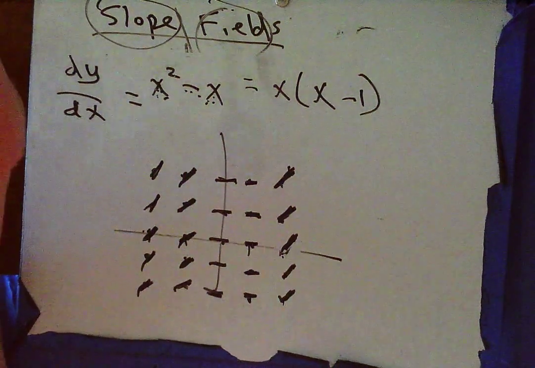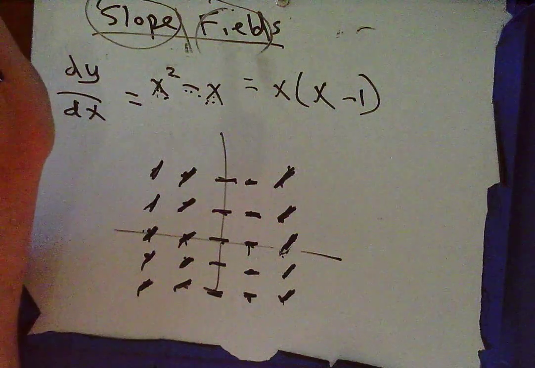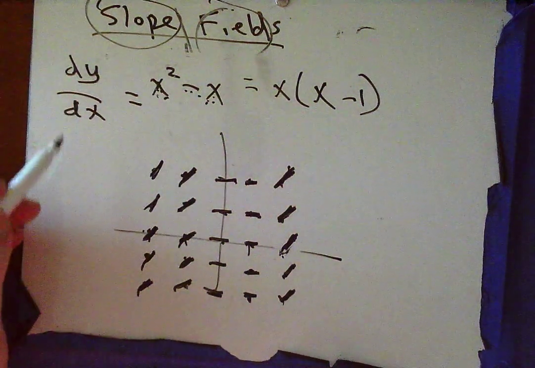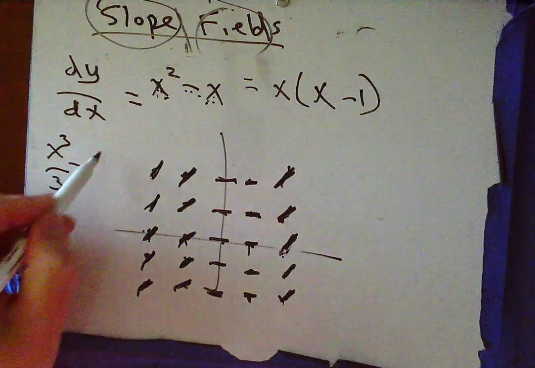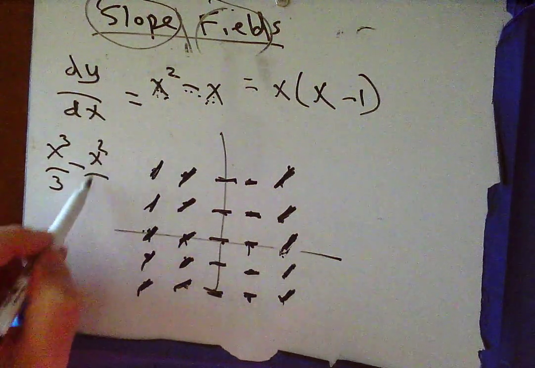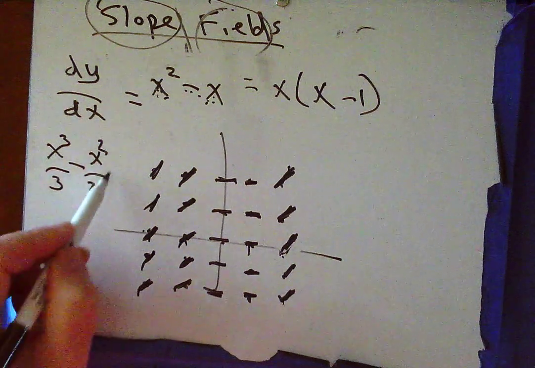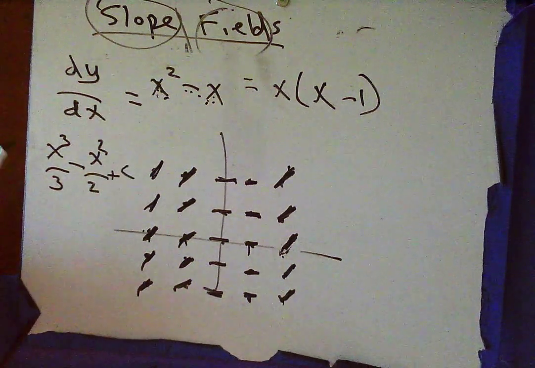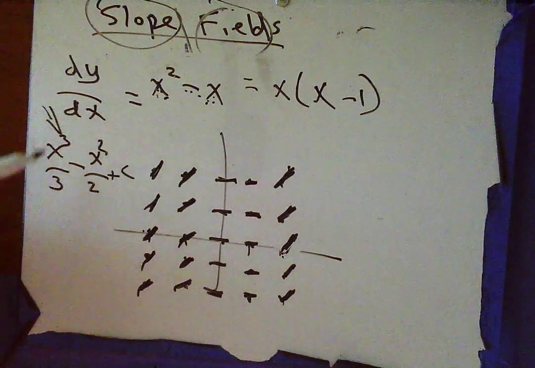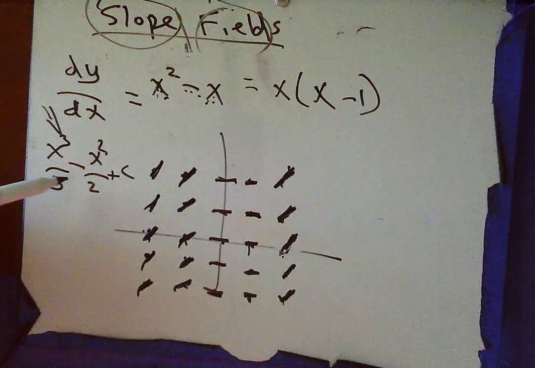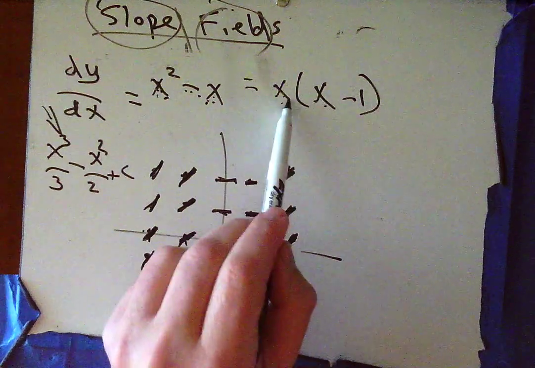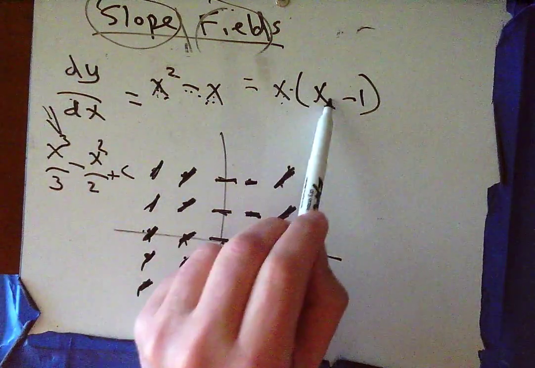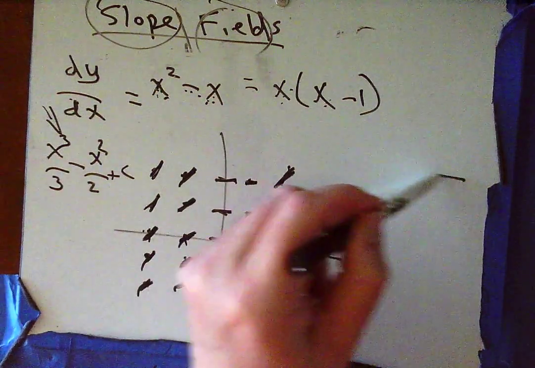I don't want you to find it, but I want you to think about it. The antiderivative here is x to the third over 3 minus x squared over 2 plus c. And so I should be seeing something that's cubic. But I also notice that these are zeros. dy dx is equal to 0 at these places.